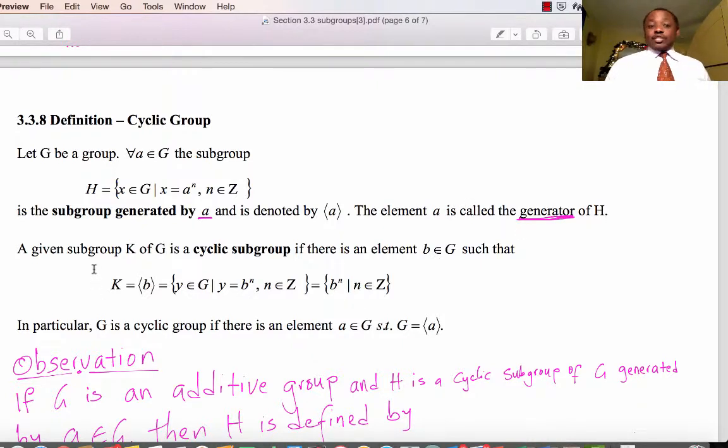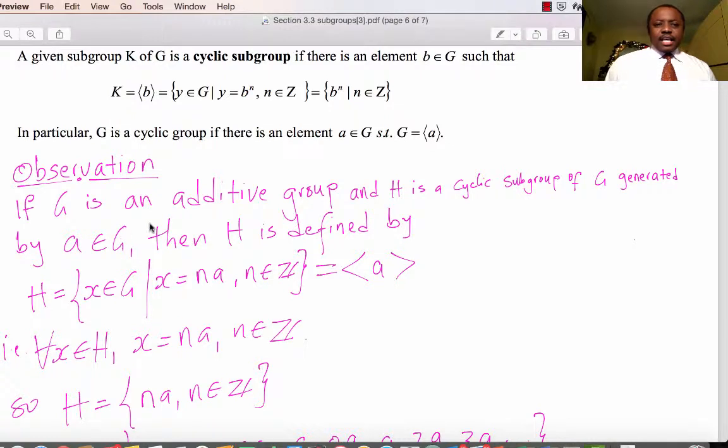We say that a subgroup K of G is a cyclic subgroup if there exists an element b in G such that K is generated by b. So G itself could actually be a cyclic group. And in that case, we say that G is a cyclic group if there is an element a in G such that G is generated by the element a, i.e., for every element x in G, x is written as a raised to the power n.